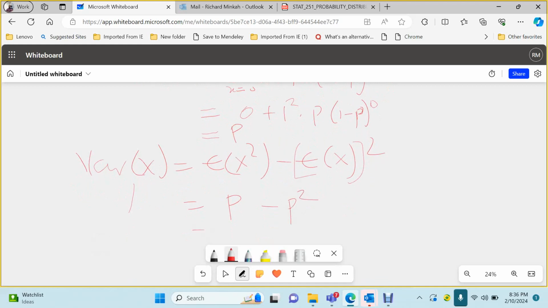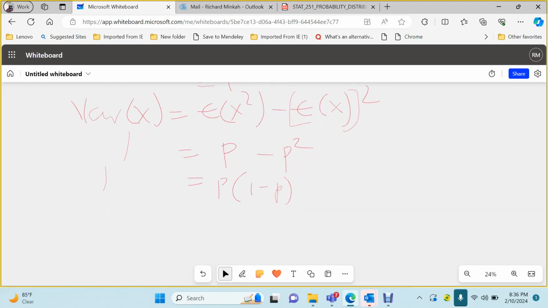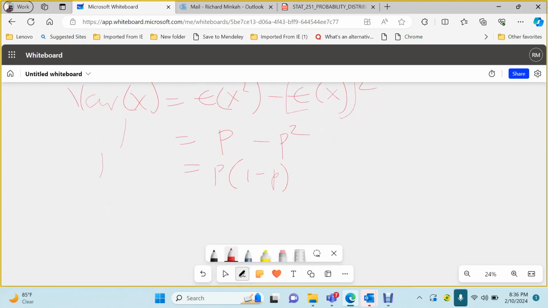P squared, which is the same thing. If we factorize P out, we get P times (1 minus P), and usually we will write this as equal to PQ, where Q is equal to 1 minus P.